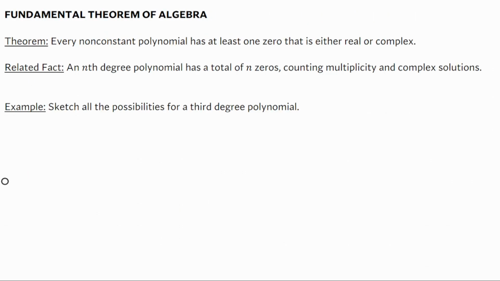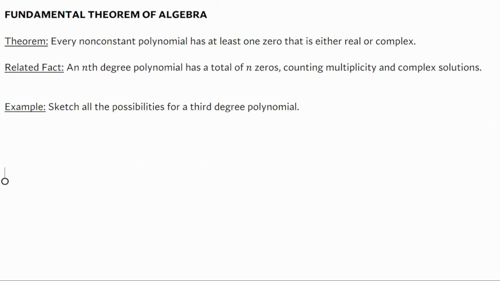All right, so here it is. The fundamental theorem of algebra. Really what the fundamental theorem of algebra is that every non-constant polynomial has at least one zero that's either real or complex. But the related fact is what you're going to really remember as the fundamental theorem of algebra. It's that an nth degree polynomial has a total of n zeros, counting multiplicity and complex solutions.